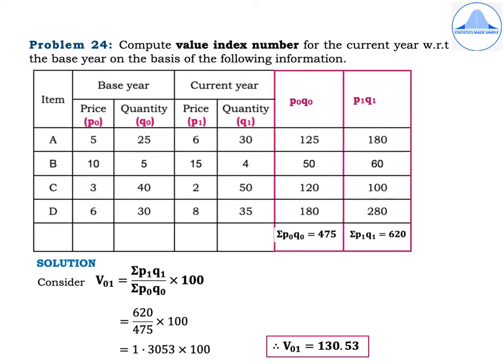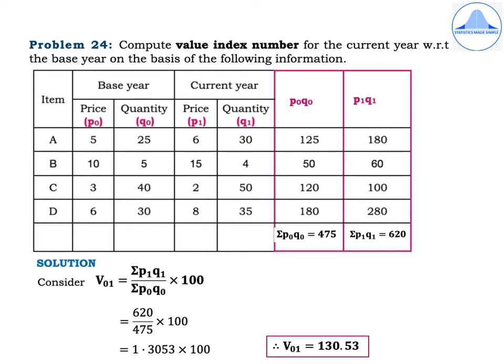So marking the prices in the base year as P0, quantities in the base year as Q0, prices in the current year as P1 and quantities in the current year as Q1, you form two more columns which I have indicated in pink color as P0 Q0 and P1 Q1. So doing the calculations, P0 Q0 values are 125, 50, 120, 180. So summation P0 Q0 is equal to 475. P1 Q1 values are 180, 60, 100, 280, or summation P1 Q1 is equal to 620.